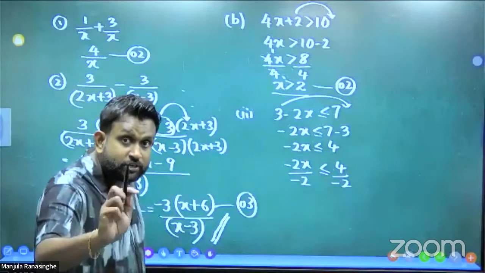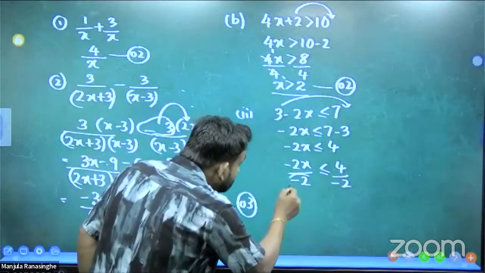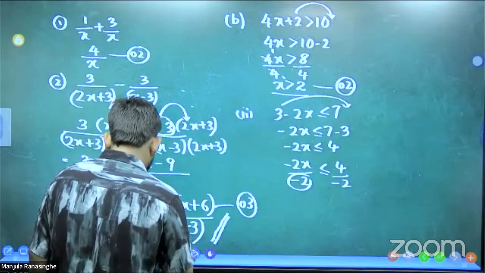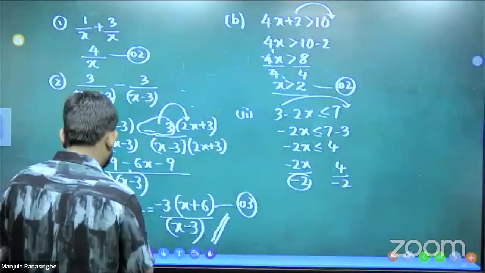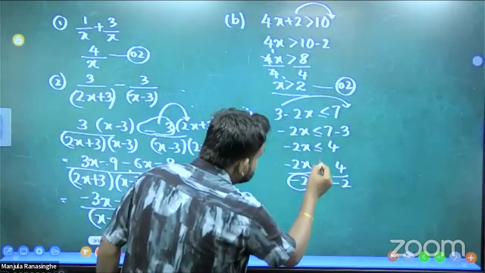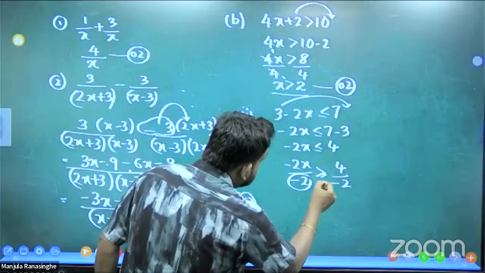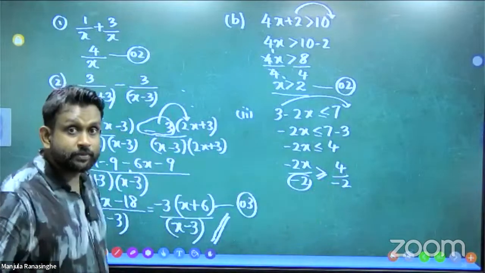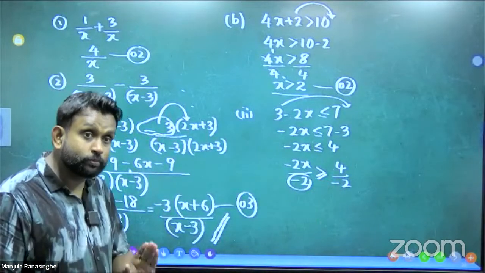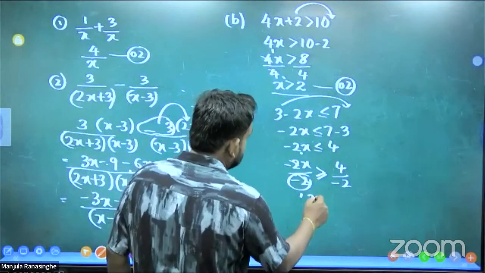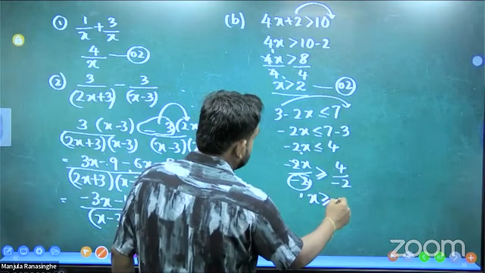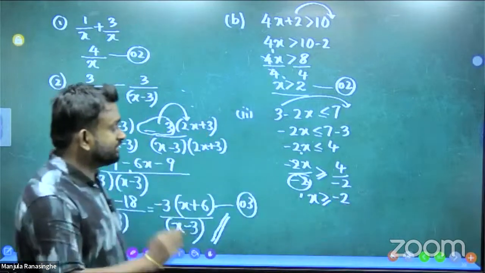What happens when you are dividing by a negative figure? Now be careful. You have to change the sign here. So the less than or equal changes to the other way, greater than or equal. Remember this when you divide by a negative value. So now it is cancelled. Then x greater than or equal, here it becomes negative 2. So this is the answer.